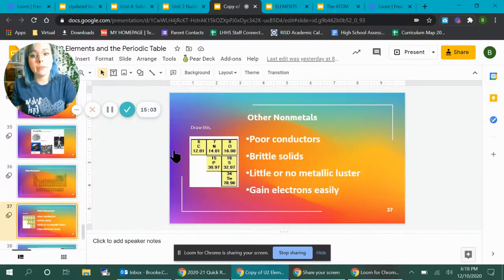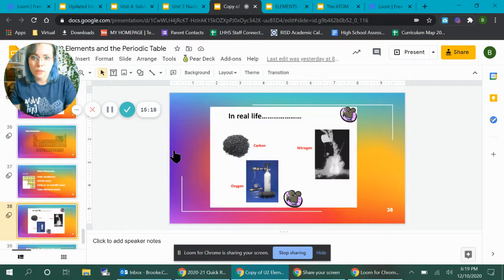Okay, non-metals. Here we go. They're going to be poor conductors. They're going to be brittle solids. They don't really have any luster or shine. They gain electrons really easily. They're more likely to be bound to each other, kind of have more covalent bonds, things like that.